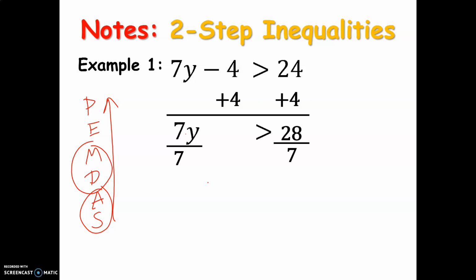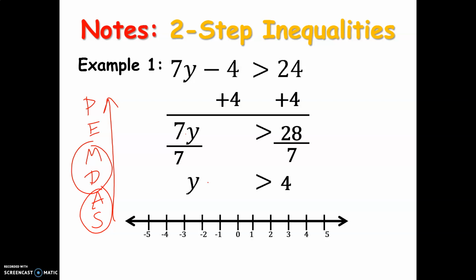On the left-hand side, we have 7 divided by 7, or 1y. And on the right-hand side, we have 28 divided by 7, or 4. So we have y is greater than 4. On the number line, this means we have an open circle at 4, and we're shading everything greater than 4. So we put an arrow to the right.